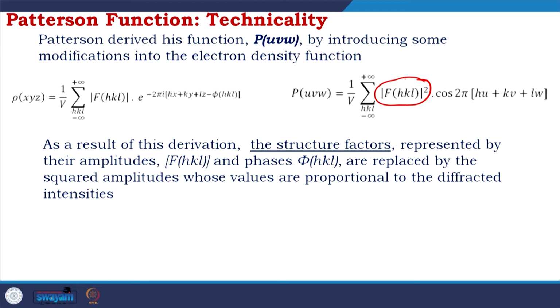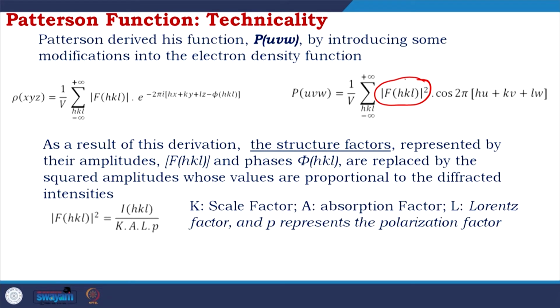As a result of this derivation, the structure factors represented by their amplitudes and phases are replaced by the squared amplitudes whose values are proportional to the diffracted intensities. So, there is no phase and the amplitude is squared. This comes ultimately to the formula |F(HKL)|² = I(HKL), where I is the intensity, which is |F(HKL)|² K A L P, where K is the scale factor, A is the absorption factor, L is the Lorentz factor, and P represents the polarization factor.